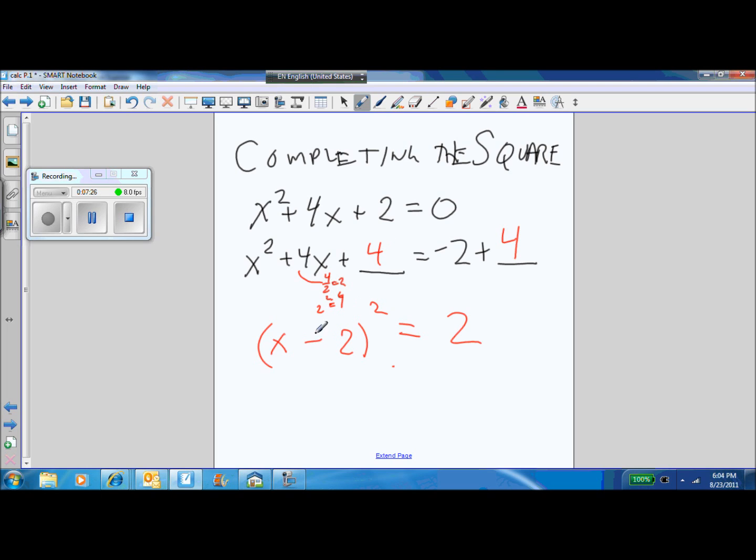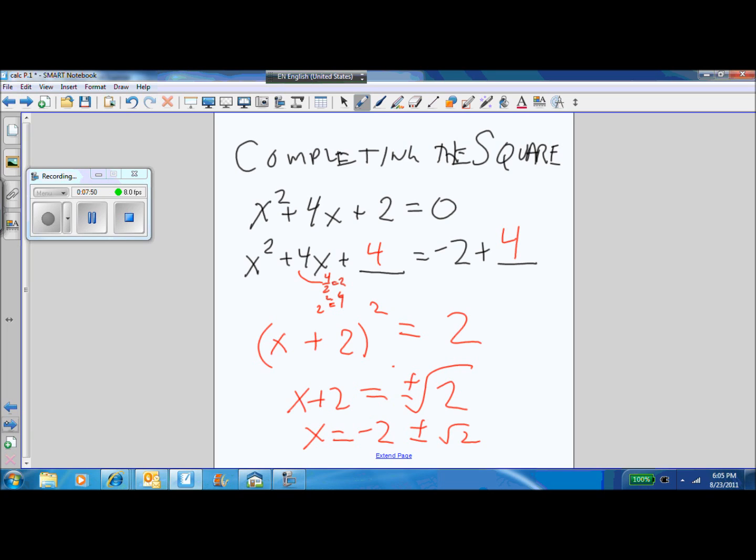And when you expand out x plus 2 quantity squared, remember that middle is twice the 2 ends, so you get the x plus 2 quantity squared. So that leads to x plus 2. Now it's like a problem just like extracting a square root. x plus 2 equals plus or minus the square root of 2. So x equals negative 2 plus or minus the square root of 2.